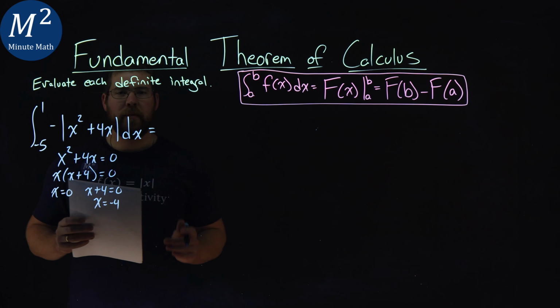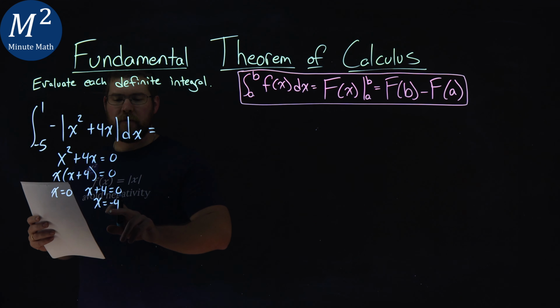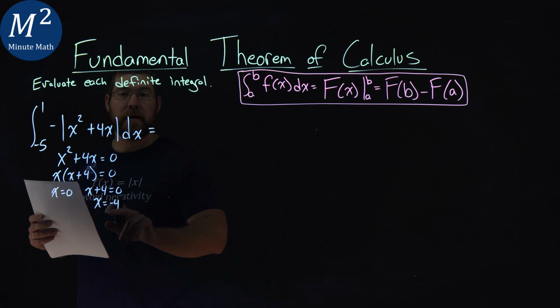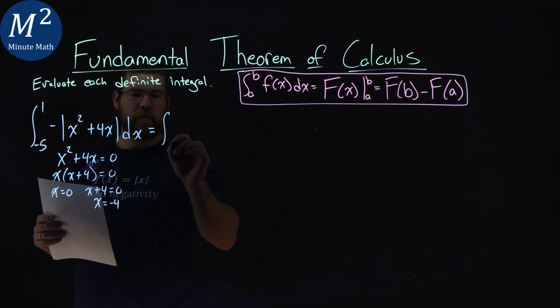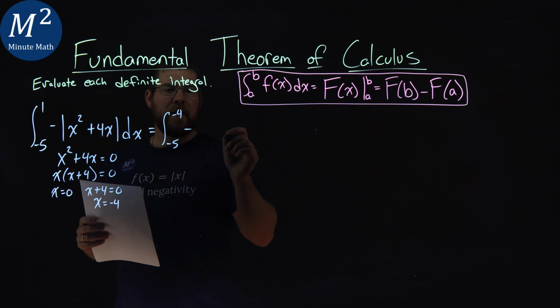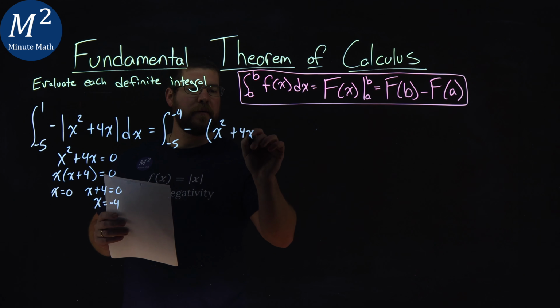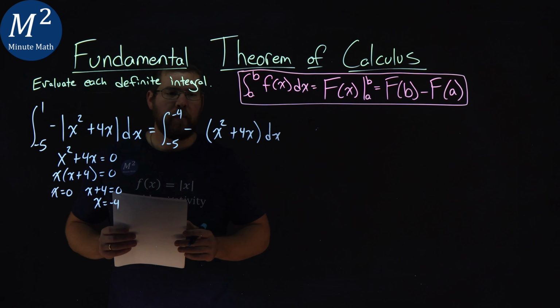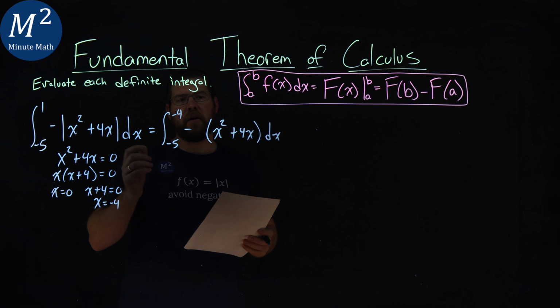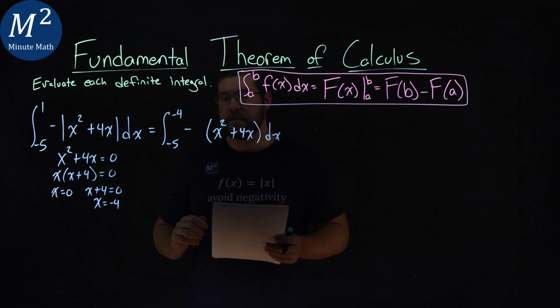So we're going to rewrite this without the absolute values, but we're going to have to do a little trick. First we have our lowest value, so negative 5 to negative 4. So the integral from negative 5 to negative 4 of a negative, and then what's inside, x squared plus 4x, dx. But I want to see if I need to put a negative outside to cancel out this x squared plus 4x right there.